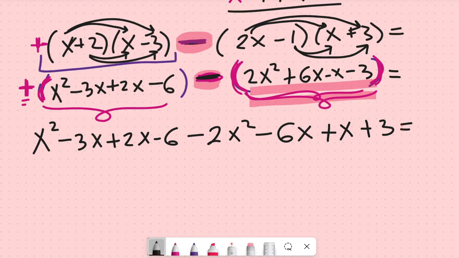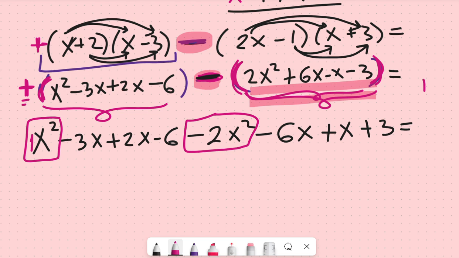All right, now we collect like terms. X squared, we have minus 2x squared. We know that this is 1, right? We know that 1 minus 2 is equal to minus 1. So it will be minus 1x squared. Also, we know that we do not have to write minus 1.